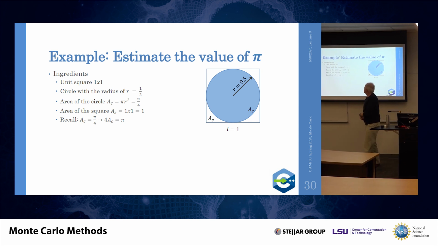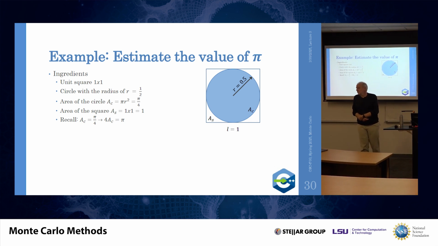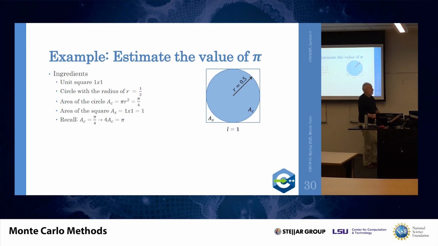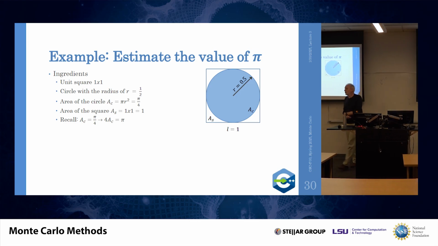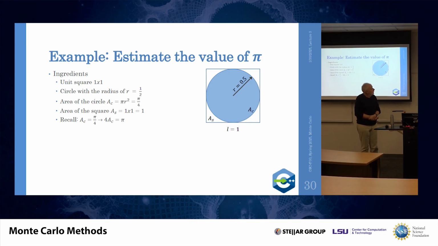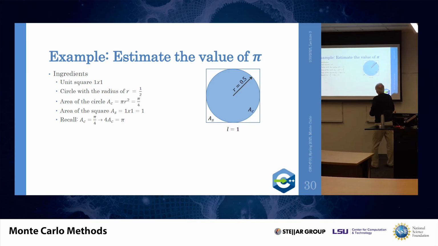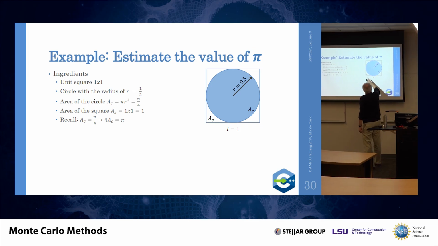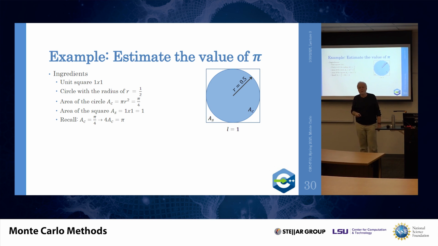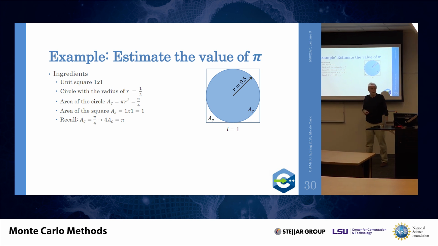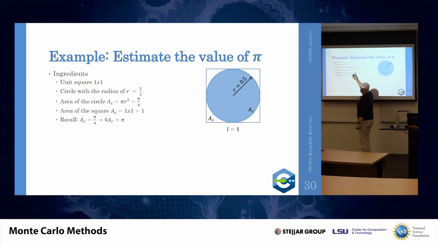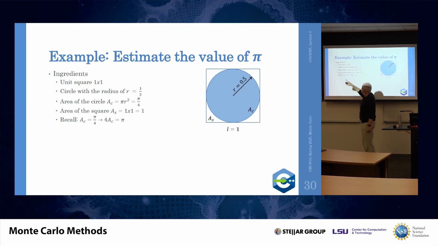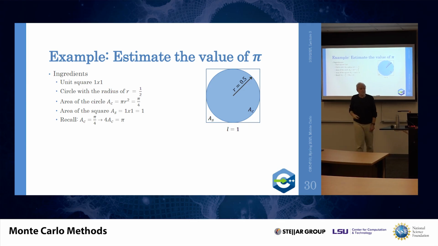Last example, estimate the value of pi. It's a well-known thing, and people normally use it to present Monte Carlo methods. How can you calculate pi using Monte Carlo? Well, it relies on the understanding that the area of a square of length 1 is 1, and the area of the inscribed circle is pi over 4, right? Because the area is pi times r squared, and r is 0.5, so the area is pi over 4.